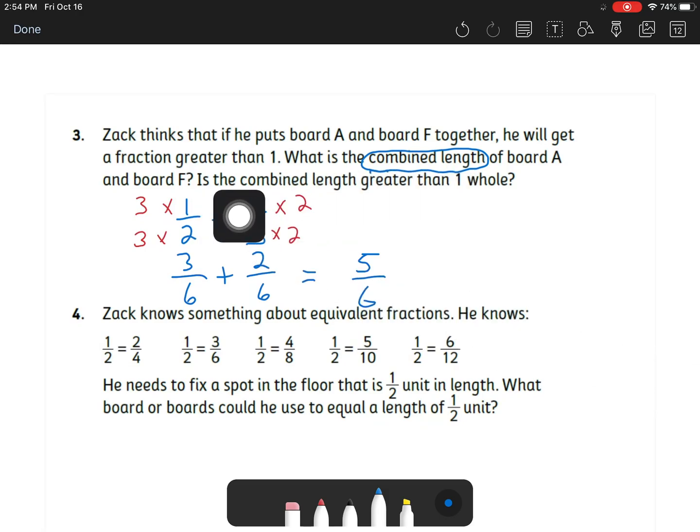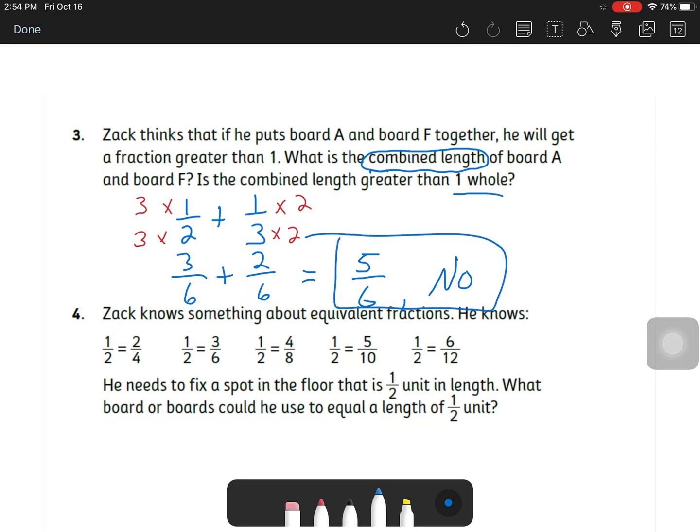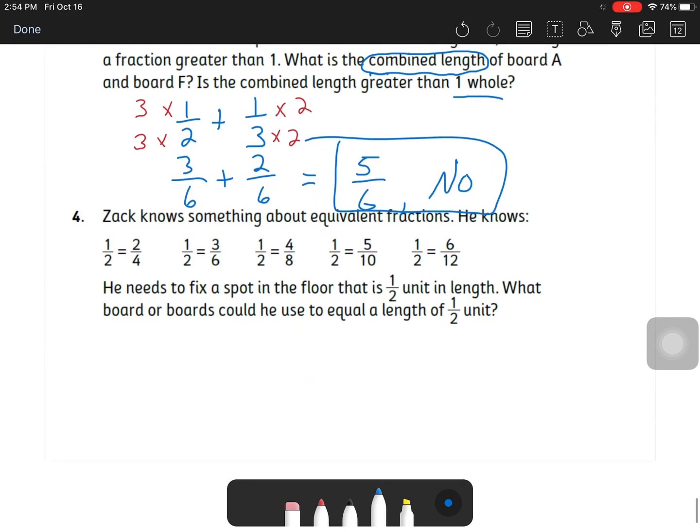Now, the question was, is the combined length greater than 1 whole? Well, 5/6, no, because 5 is less than 6. So no, not greater than 1 whole, right? It's less than. So the answer to that question is no. Zach knows something about equivalent fractions. He knows that 1/2 equals 2/4, 1/2 equals 3/6, 1/2 equals 4/8, equals 5/10, and equals 6/12. He needs to fix a spot on the floor that's 1/2 unit in length. What board or boards could he use to equal a length of 1/2?